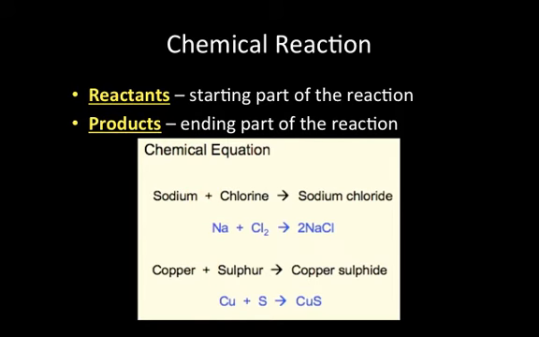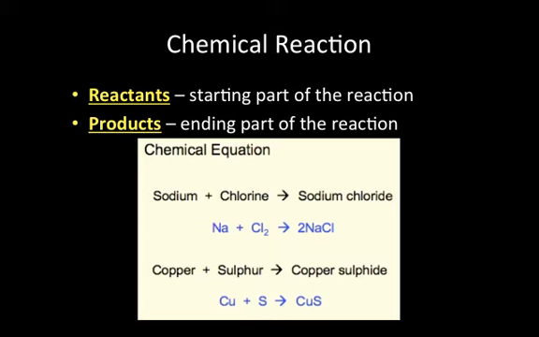The products are what we get at the end. So after the chemical reaction takes place, what do we have at the end? We have, from the first equation, sodium chloride. And in the second equation, we have copper sulfide. So we get two new chemicals as a result of this. And what's neat is that you get very, very different chemicals.